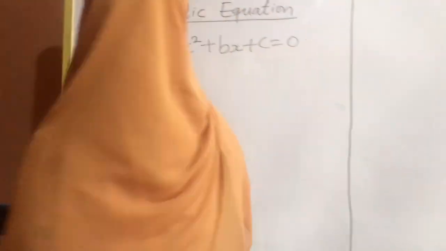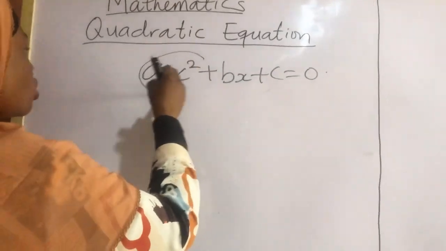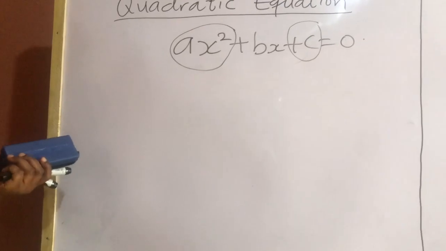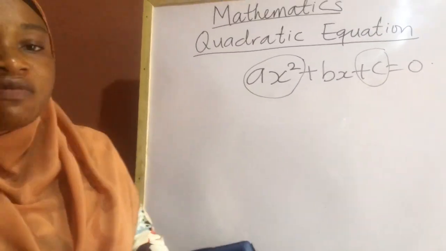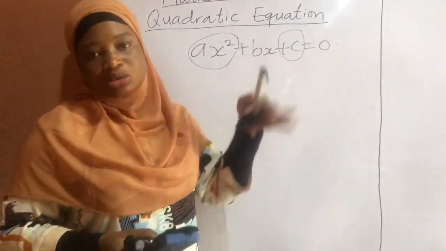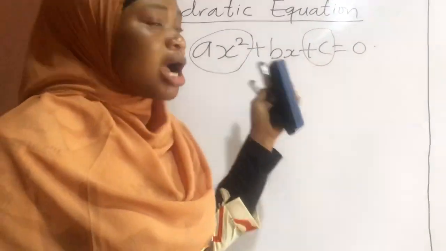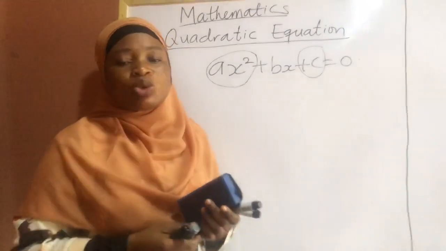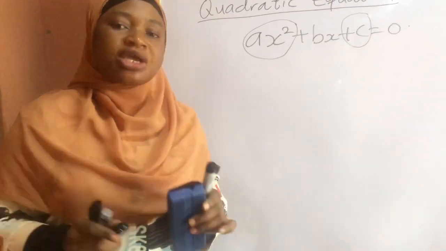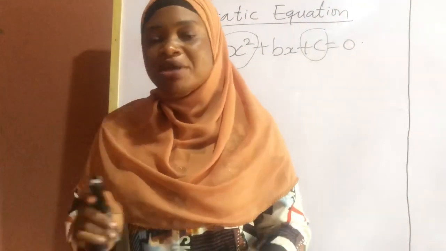Now, the procedure to follow if you want to use the factorization method is that you have to multiply the first term of the quadratic equation by the last term. Then, for the answer gotten, you have to look for two factors of that answer which, if you add them together, you must get the middle value. We can come across some quadratic equations which we cannot solve using the factorization method. That is where you can use the completing the square method, or you go for the formula method.